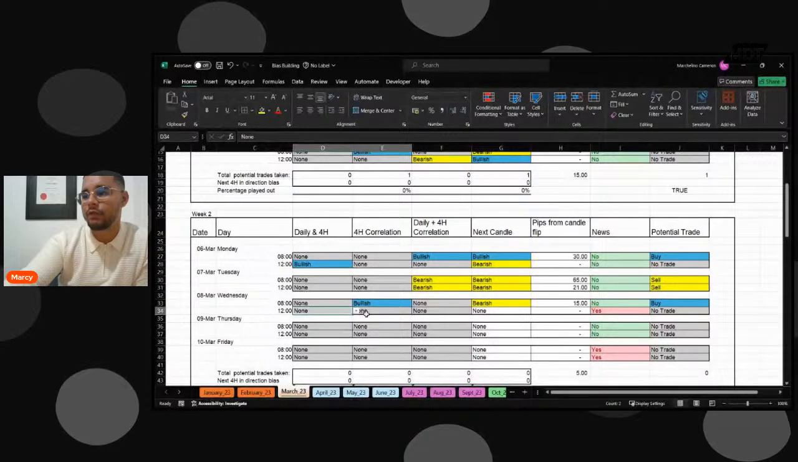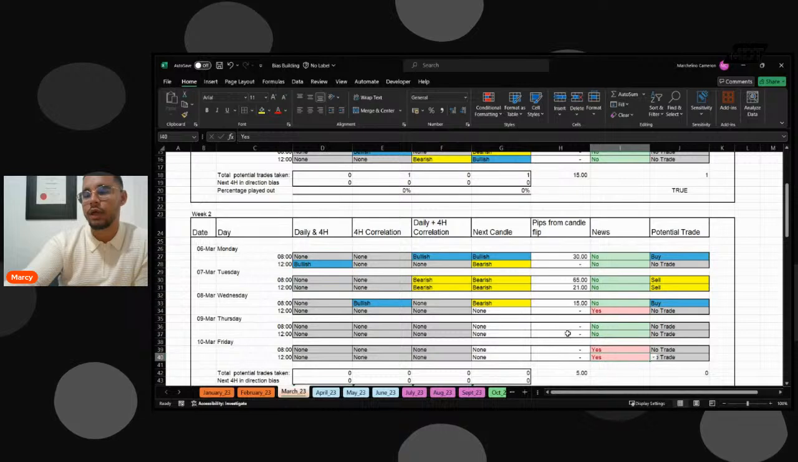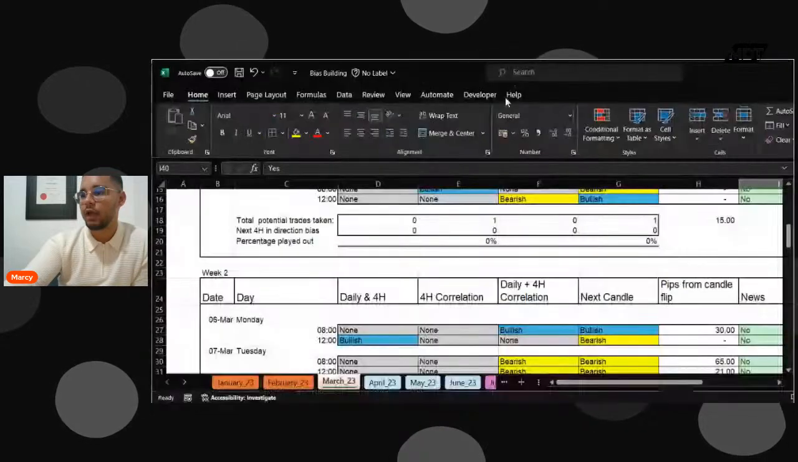So we're done with Wednesday because there's news in that session. Thursday, we trade in both sessions, and Friday, we're not trading at all as there's news. So let's take a look at Thursday, 9th of March, and see how it plays out.